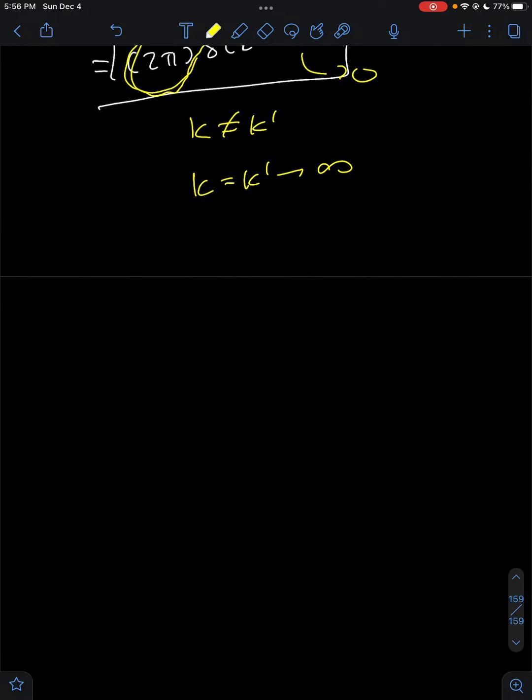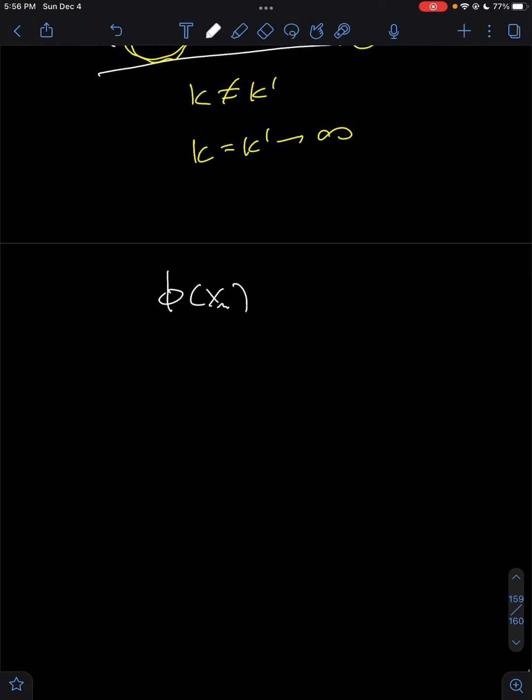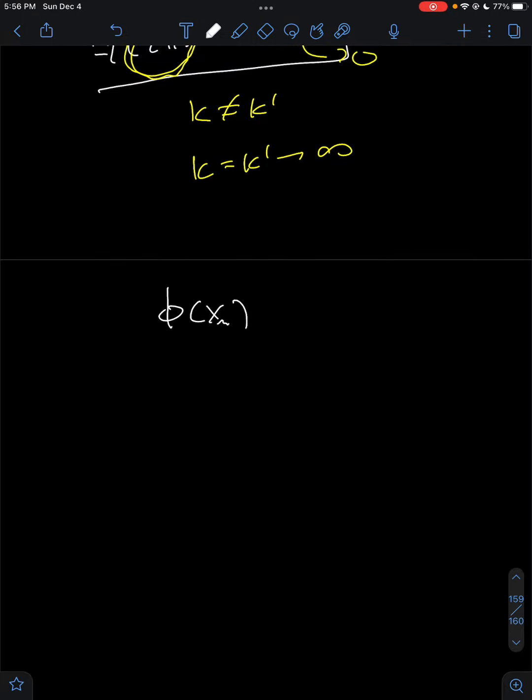Now what we want to find out, right, is the actual meaning of our field phi. How do you find the meaning? Our field contains the creation and the annihilation operator, right?